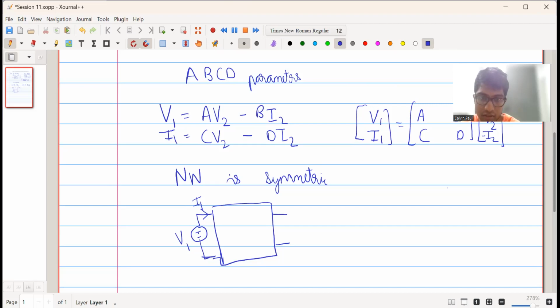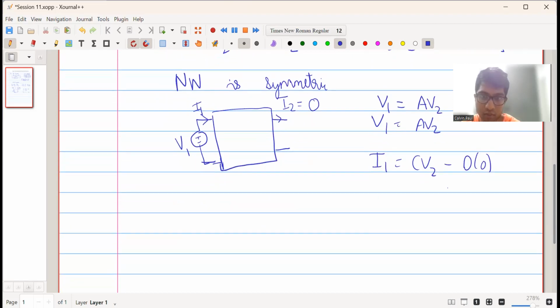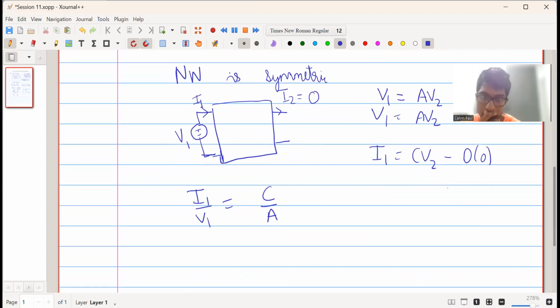So if that is the case, that means I2 is equal to 0. Okay, this means I2 is equal to 0. So what we will obtain is V1 is equal to A into V2 minus B into 0. So we get V1 is equal to A into V2. Similarly, we get I1 is equal to C into V2 minus D into 0. So effectively we get the input, that is I1 upon V1 is equal to C upon A, right?